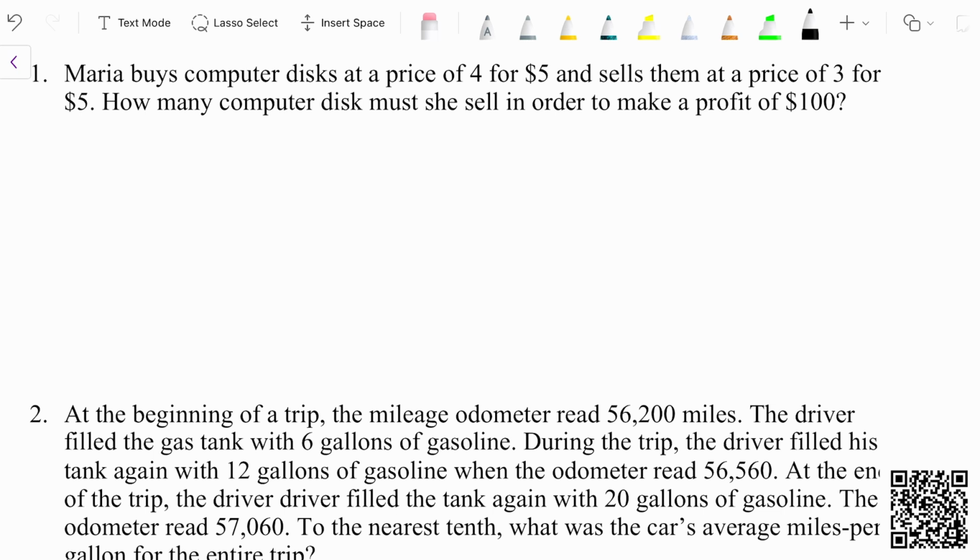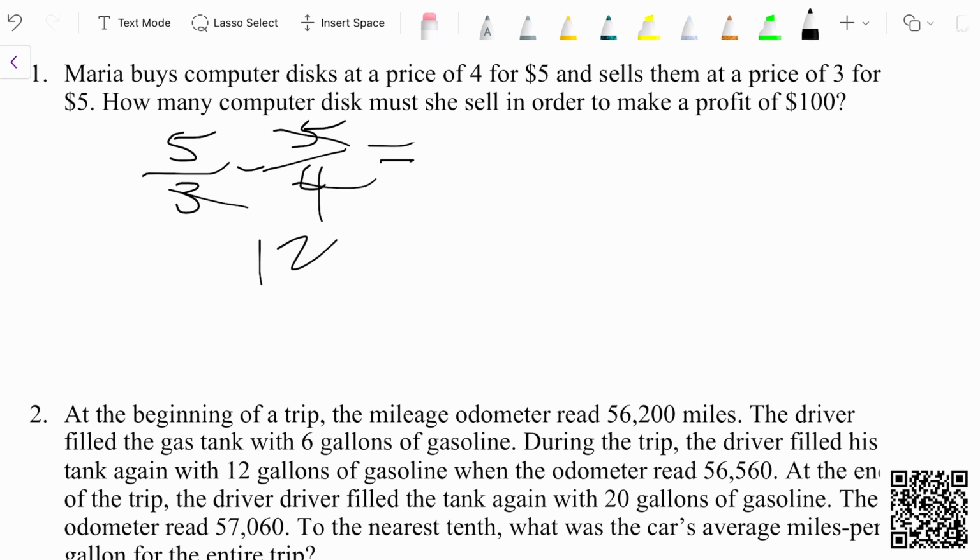So what I'm saying is, since it's $3 for $5, that means that each one is 5/3, minus, since it's $4 for $5, it's 5/4. Then, if you simplify, least common multiple, multiply by 3, so 15, multiply by 4, so 20, 5/12. And since she is charging 5/12 extra for each one, we can use 100 to divide 5/12 to find out how many discs she has to sell in order to make a net profit of $100.